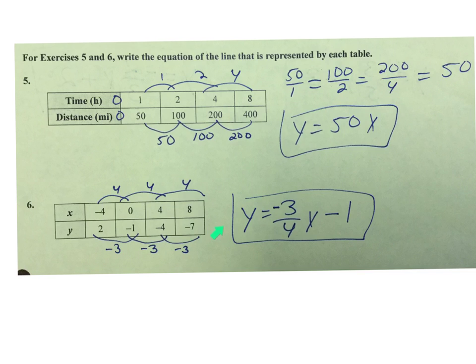So here we go. Your change is -3s, your change is 4s. Yes, this number, your change of y, has to be on top. Your change in x has to be on bottom. Do not separate those. Those are a fraction and remain a fraction. What's across from your 0? A -1, and that goes right there.